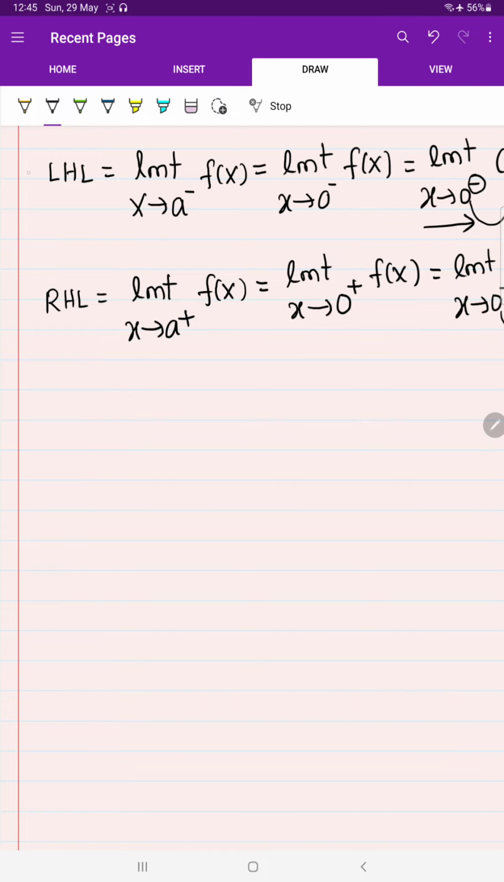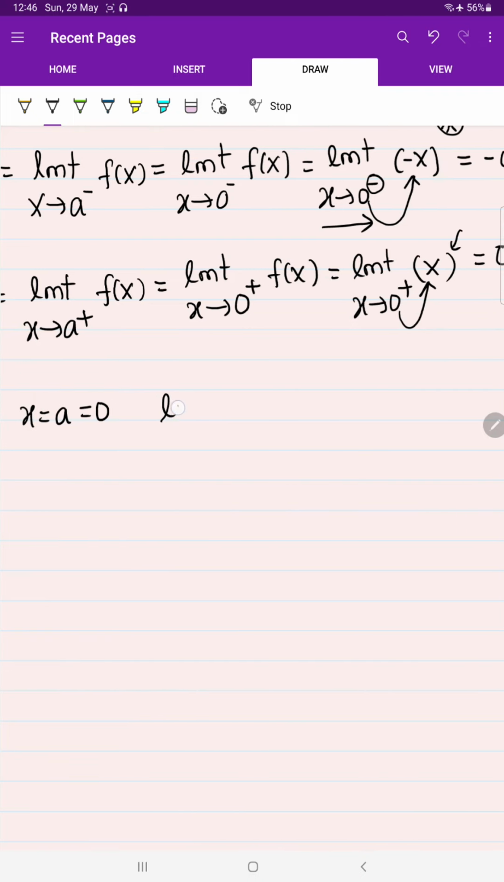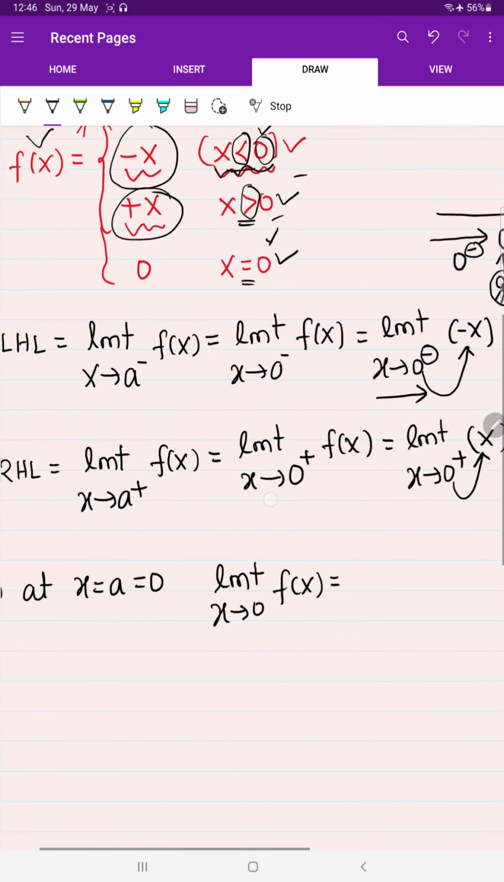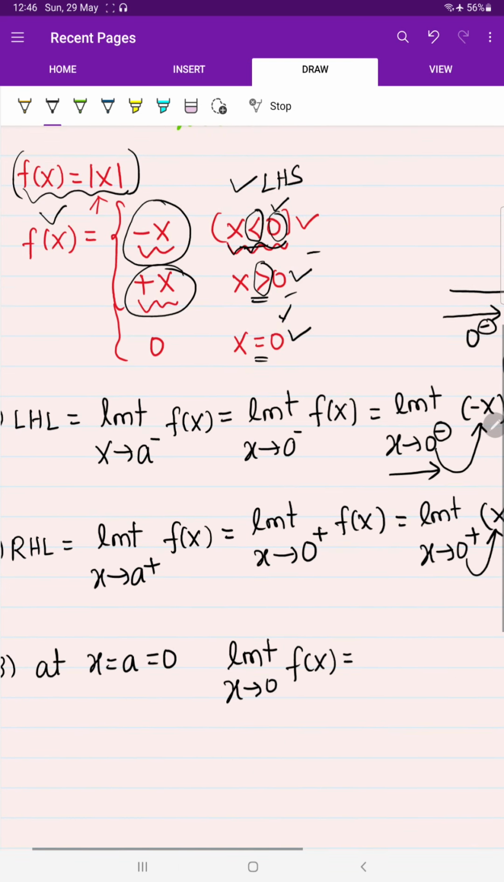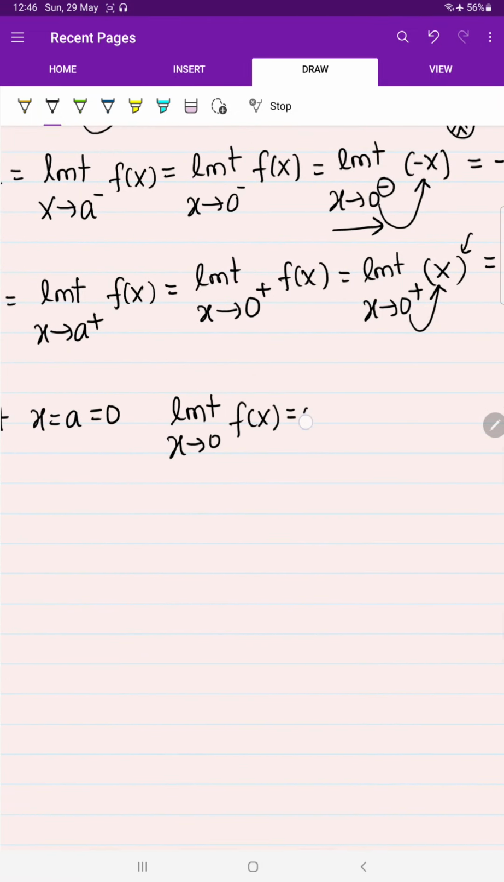Now this is the third one. So the first one is completed. The second one is completed. The third one is exactly at x equal to a. In our question, a equals 0. At this point, what is the value? If I am defining the limit as x directly approaching 0, what is the value of f of x? If I am directly putting x equal to 0 into the given function, at the specific value, you can directly substitute x equal to 0 into the function. Already I have done that. So the answer for this one is 0.